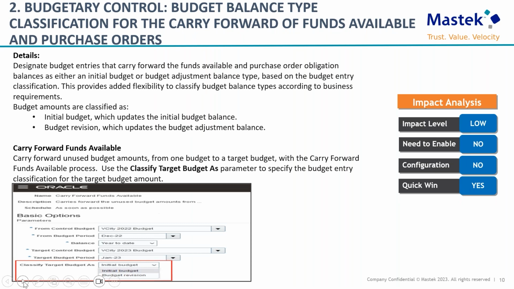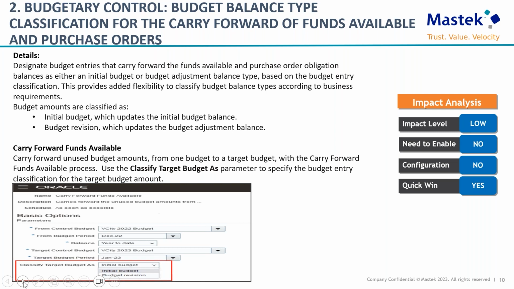The second feature is from budgetary control, which is budget balance type classification for carry forward of funds available and purchase orders. For carry forward of budgets for funds available and purchase order obligation, budget amounts can be classified as initial budgets or the budget revision.